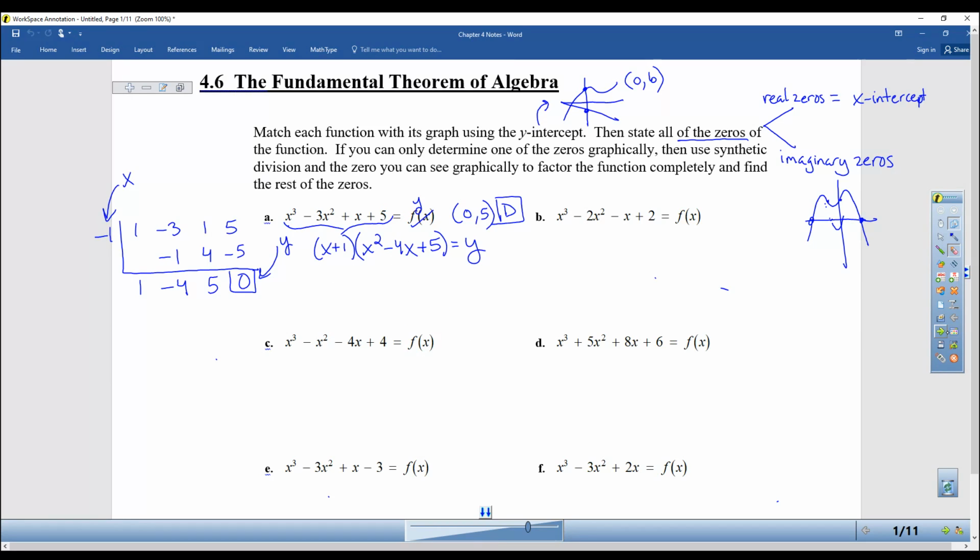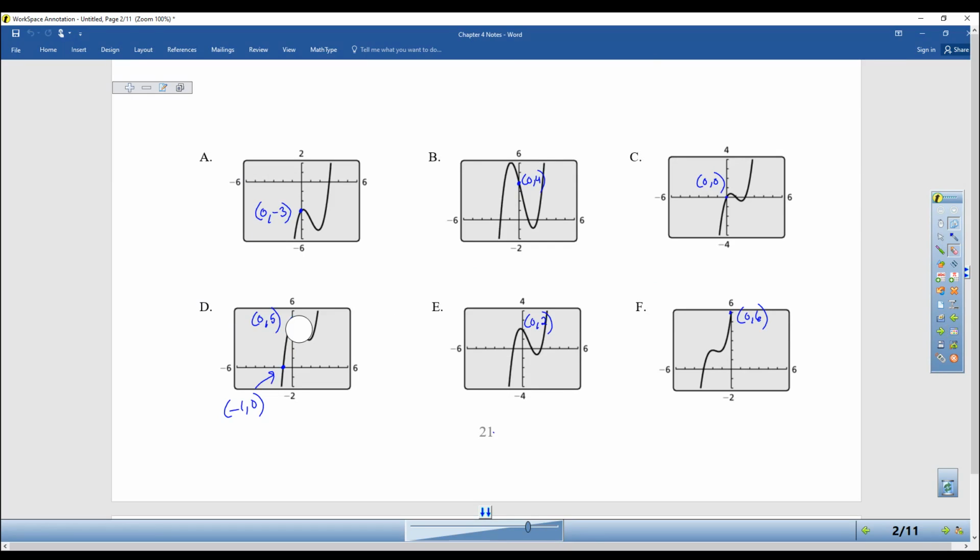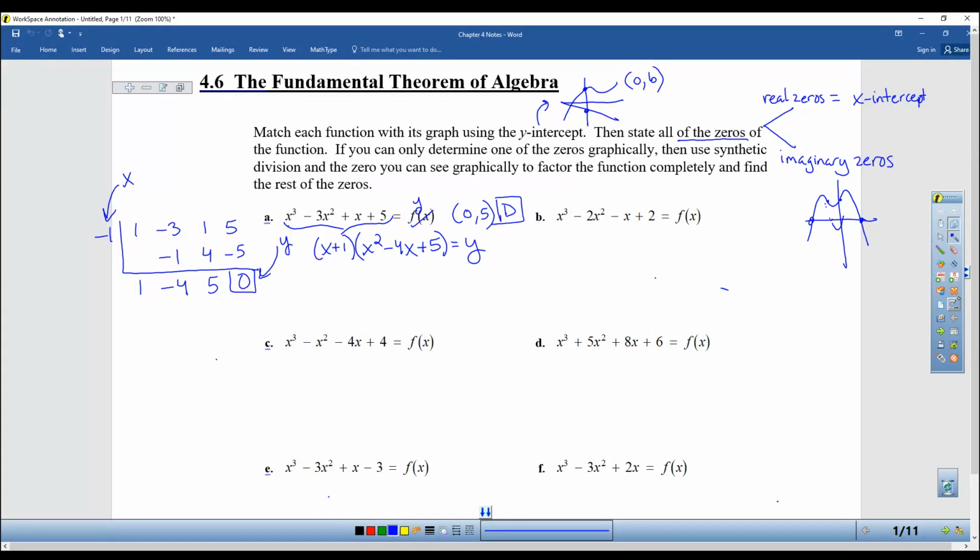But the other way you could have known that is because the other zeros have to be imaginary. This doesn't swing low enough to have more real answers. But that's okay. I can find the other zeros using the quadratic formula. So x is equal to -b, which will come out to be +4, plus or minus the square root of b squared minus 4ac, all over 2 times a.